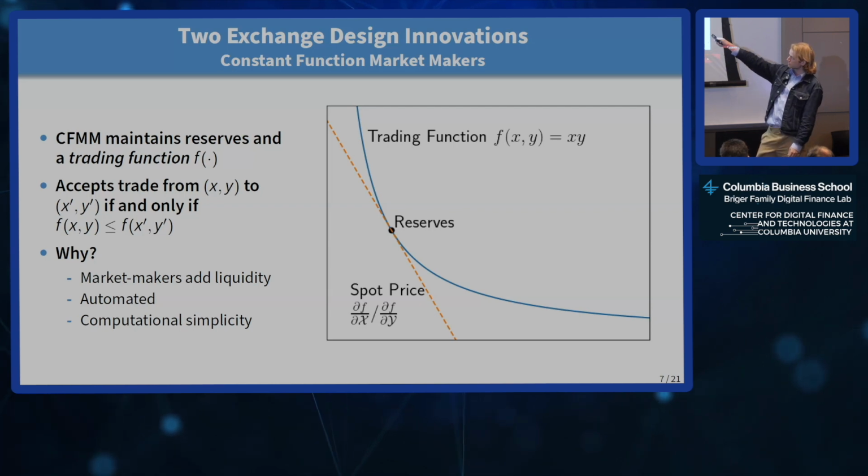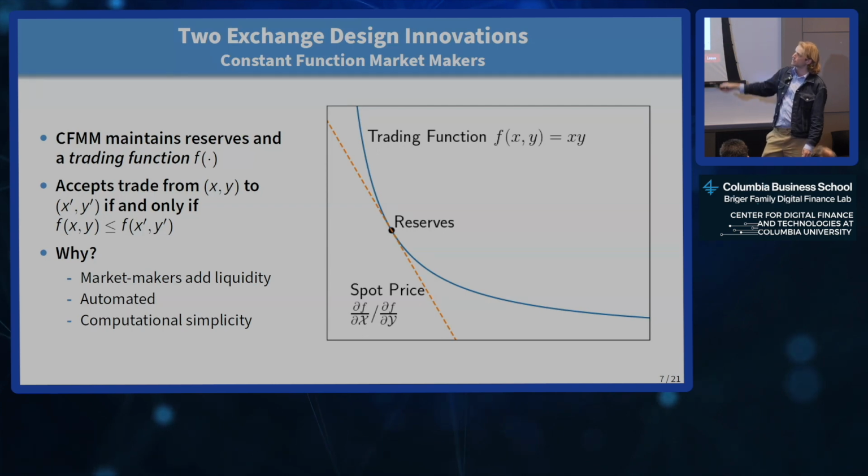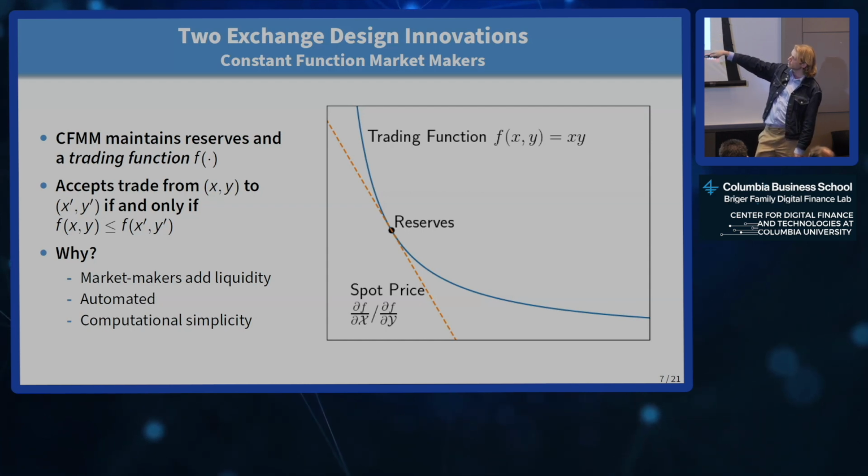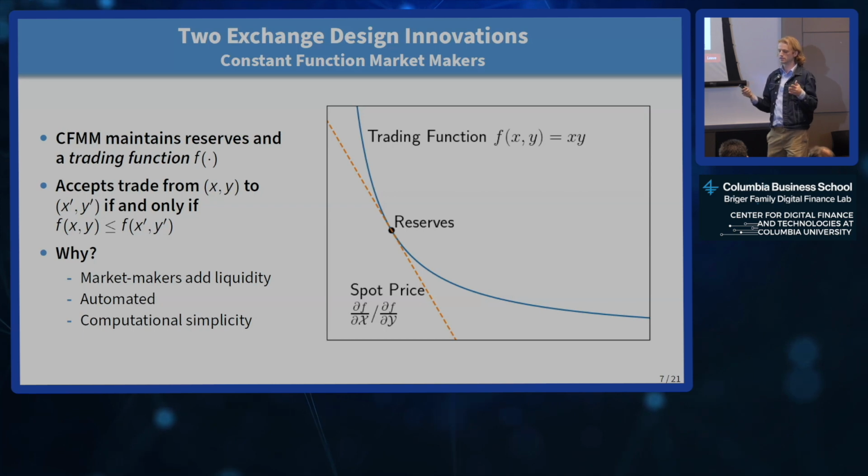And the CFMM will accept a trade from one point to another if and only if this doesn't decrease the value of the function. We're going with this doesn't decrease criterion instead of a strictly equal criterion because this is actually what's checked in practice. Just as a definition, we're going to say that the spot price of the CFMM is the marginal exchange rate offered by the CFMM for a trade of infinitesimal size. This is essentially the slope of this curve.